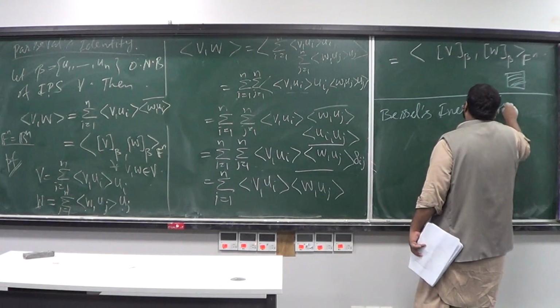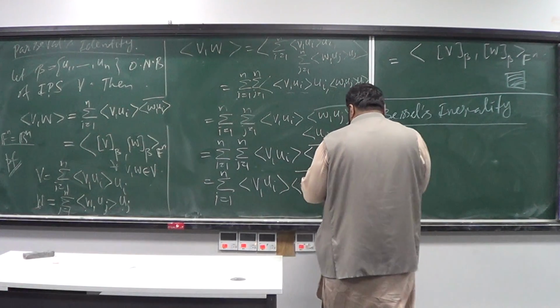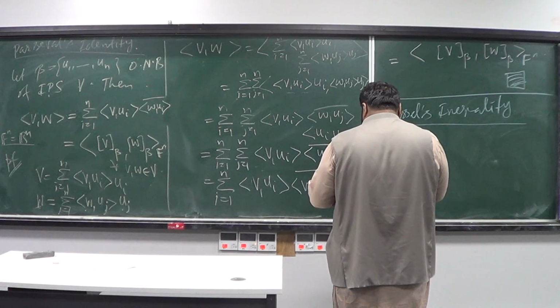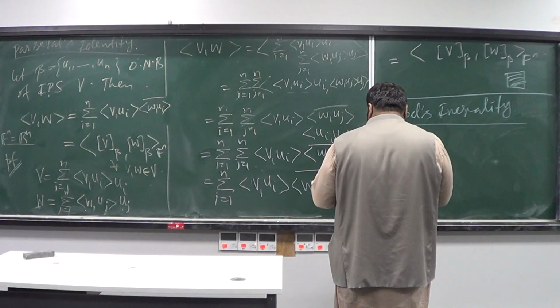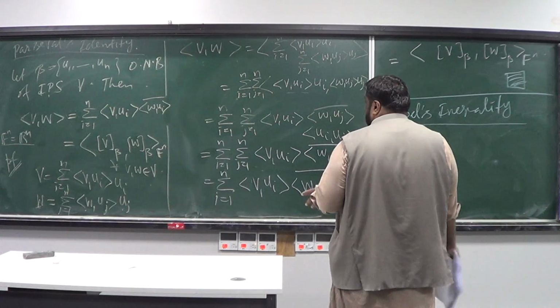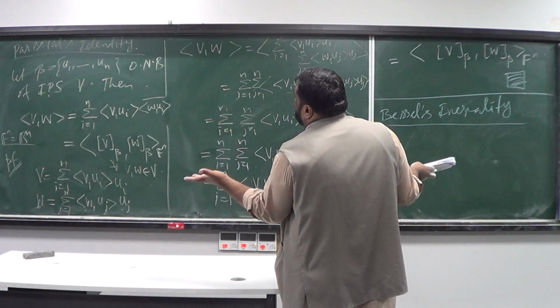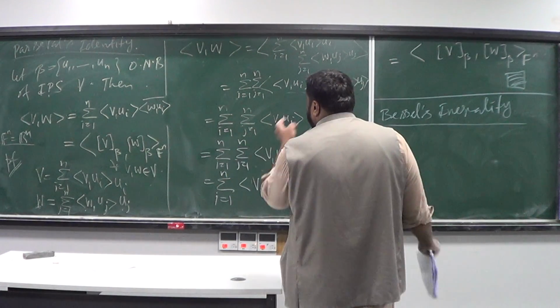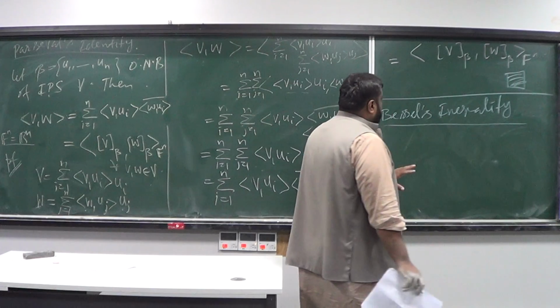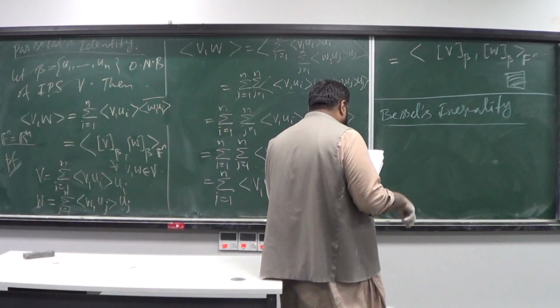Bessel's inequality. So it's an interesting inequality. By the way, both these identities are also valid in infinite dimensions as well, but we're going to only prove the finite dimensional cases. So what is Bessel's inequality?